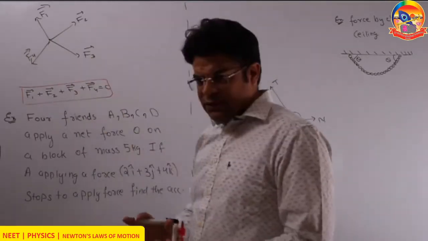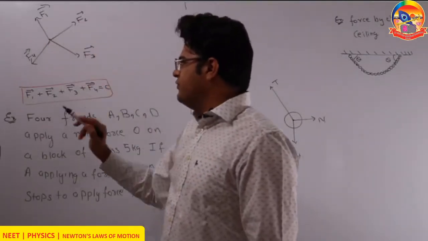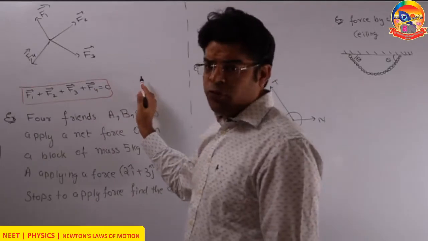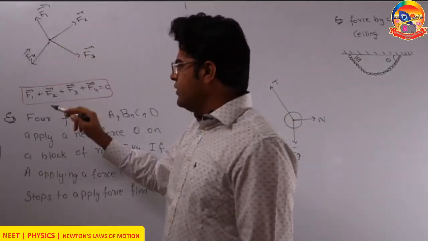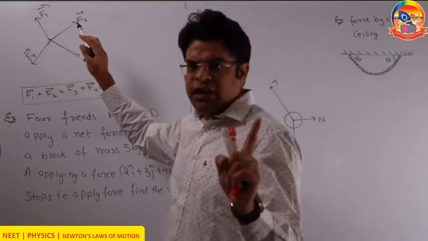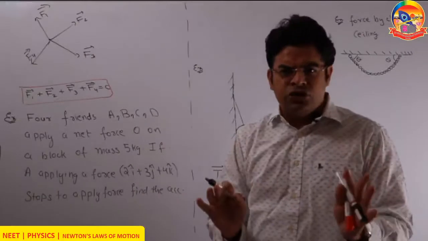You can even see it from here. If I ask you, beta, what is F1 plus F2 plus F3? Looking here, you will say F1 plus F2 plus F3 has to be equal to minus F4. If F1 plus F2 plus F3 equals minus F4, this means that the resultant of these three has the same magnitude as F4 but opposite direction. So let's do a pretty simple question based on this.